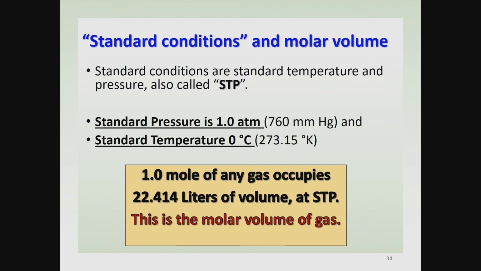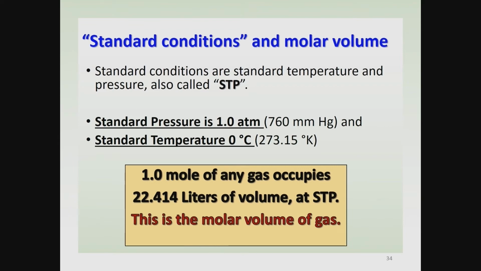Now, another thing that's useful to know is you should understand what volume any gas occupies if you have 1 mole of it at these standard conditions, meaning you have 1 atmosphere pressure and 0 degrees Celsius. It's always the same volume no matter what gas you have. At standard temperature and pressure, 1 mole of any kind of gas, it could be oxygen, nitrogen, a mixture of gases, it doesn't matter, 1 mole of any gas occupies 22.414 liters of space.